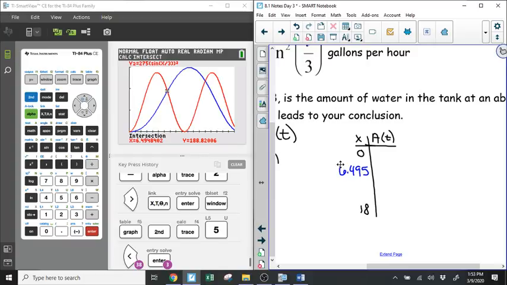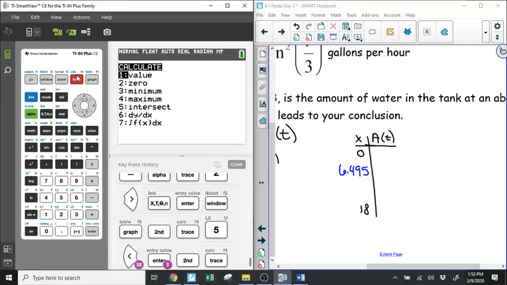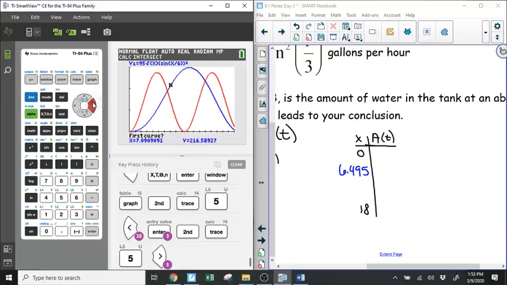They have another place of intersection, so I'm going to go there. Get closer to that intersection than anything else. Enter, enter, enter. And that one is at 12.975.